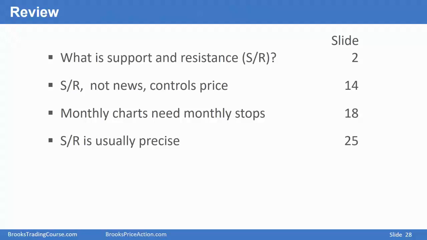I began by talking about what I mean by support and resistance. I made the important point that support and resistance controls price, not news. If you're trading on a monthly chart, use stops based upon the monthly chart, not based upon a smaller time frame. Computers dominate the biggest markets, and therefore the support and resistance is extremely precise, especially in a market like the E-mini.